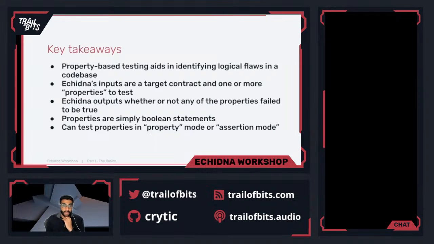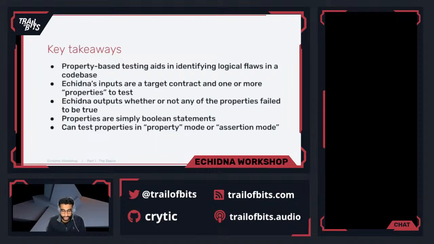clients. Echidna's inputs are a target contract and or one or more properties. So those are the 2 inputs. Always remember, Echidna needs something to fuzz, and then it needs something to test. The something we're testing here is not to crash the smart contract, it's properties. Echidna outputs whether or not any of these properties failed, right? That makes sense. That's the output. We want to validate or invalidate the properties. And properties are simply Boolean statements. They're either true or false, and that's it.